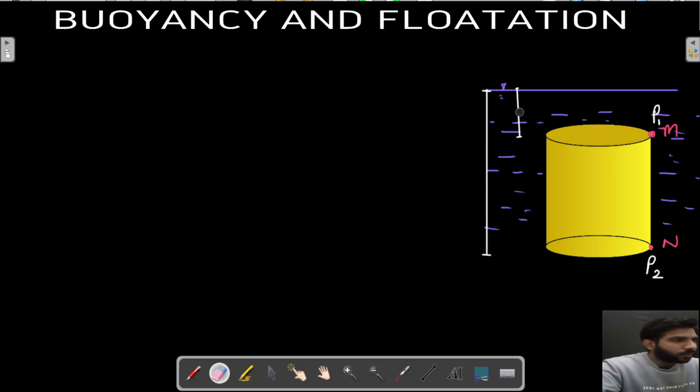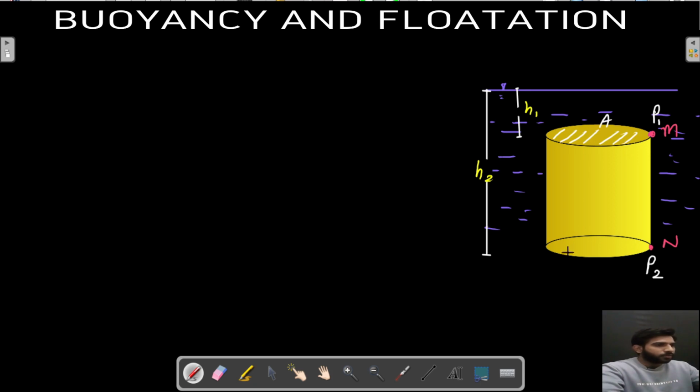It is at a distance of h2, and point M is at a distance of h1 from the free surface. The cross-sectional area of the surface, for both the top surface and the bottom surface, is equal to A.